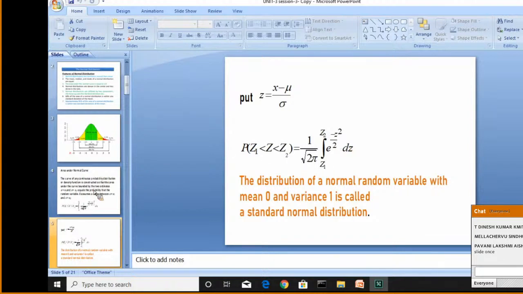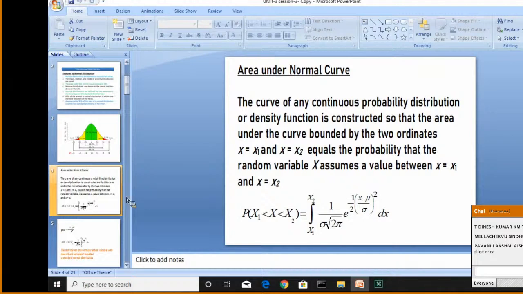You want the previous slide? Okay, alright, I will show you the previous slide. Only you see this, this is enough for you. I have written there that no need. This part will make you understand, and give the substitution x minus mu by sigma equal to z.